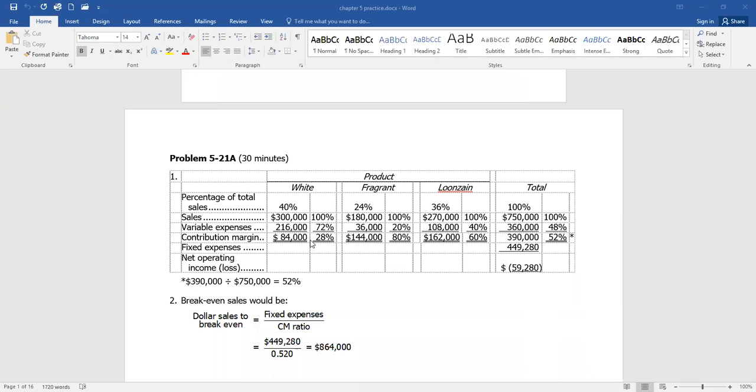I'm sorry, that was the amount that's given in the problem, right? Prepare a contribution format income statement for the month based on the actual sales data. I'm sorry, the information in the book is different than what we see in our answer key, right? And that only makes sense.